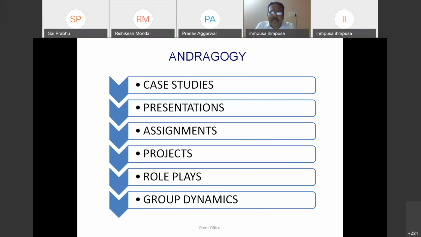Different methods of andragogy we use, like case studies we give to our students. We ask our students to make presentations. Even in online teaching, which we are using at the moment, we ask our students to prepare presentations and speak here also. We set assignments or projects for the students to work on. We ask them for role plays and group dynamics, working in groups. So these are different methods we use for facilitating the learning of the subject, learning of hospitality education.